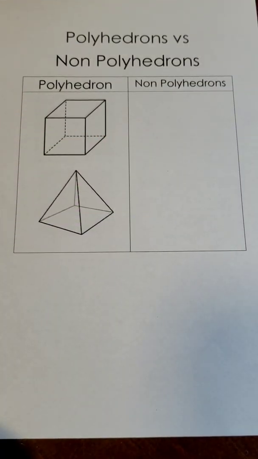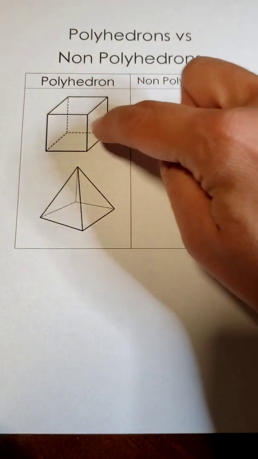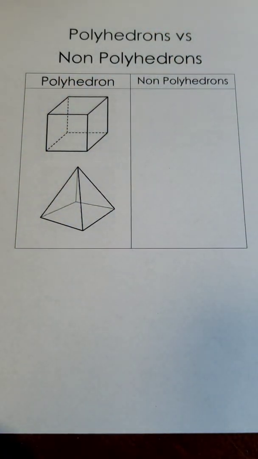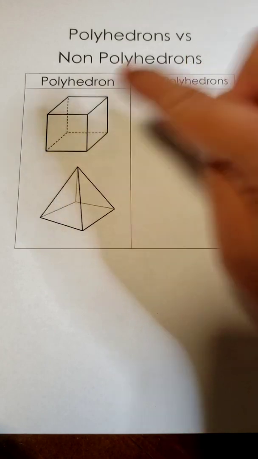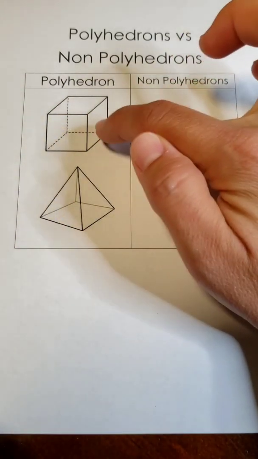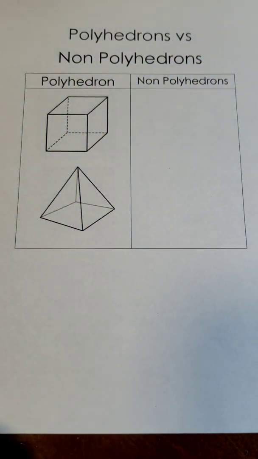Next thing we're going to do is compare polyhedrons to 3-dimensional figures that are actually not polyhedrons. I have 2 pictures here of 3-dimensional shapes that are considered to be polyhedrons. If you recall from the first picture that I showed you, polyhedrons are 3-dimensional figures with faces that are polygons. If you look at these figures, all of the faces are polygons. In this case, this is a cube. If you look at the faces, all of the faces are squares. Squares are polygons. Therefore, a cube is a polyhedron.